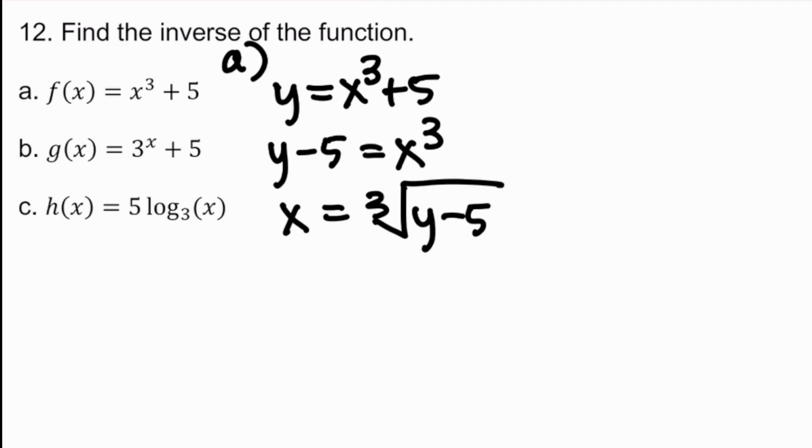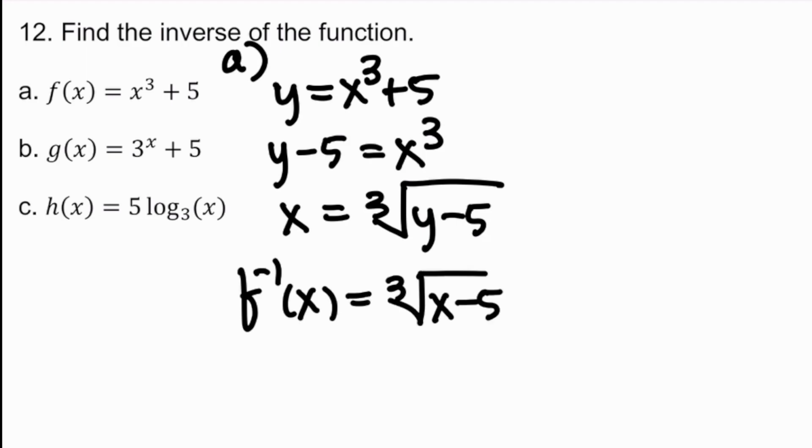But what if it said which of these is f inverse of x? We'd need to go ahead and switch x and y and call y f inverse of x. So f inverse of x is going to be the cube root of x minus 5.